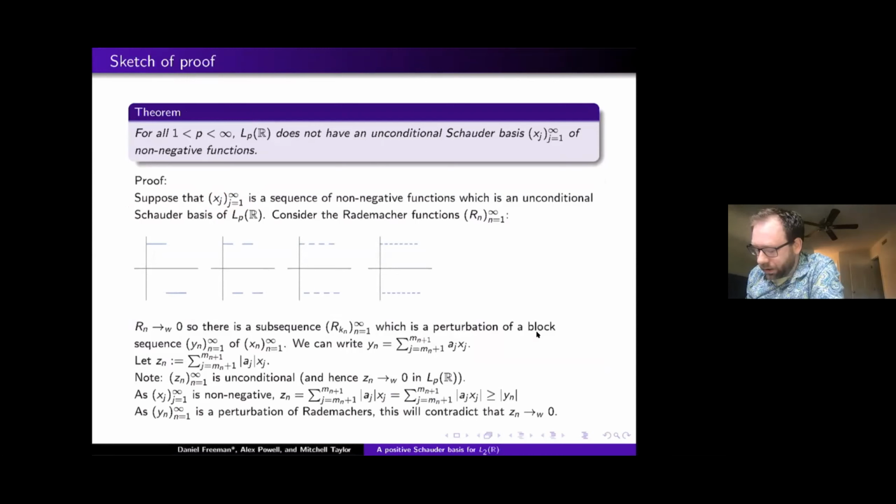And so the Rademachers, you can think about them as independent plus or minus one random variables. And so they just alternate between 1 and -1.